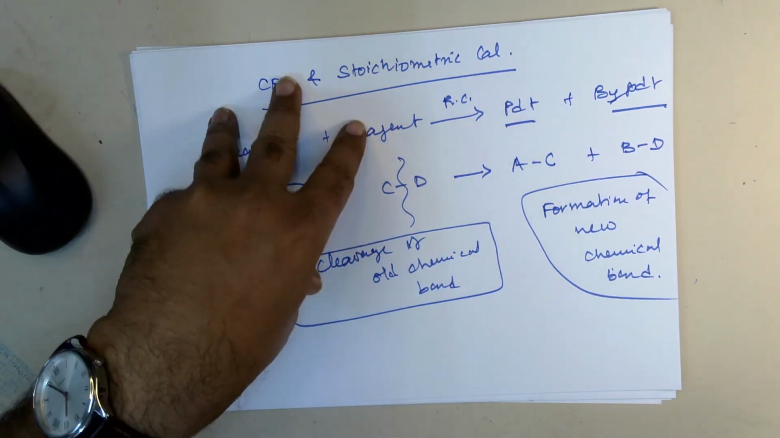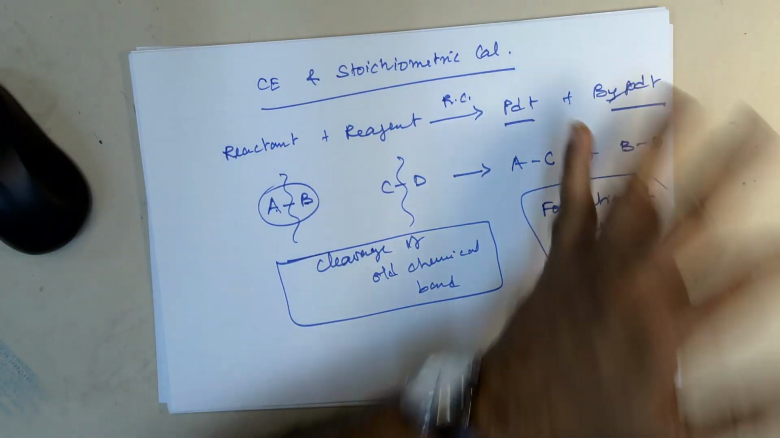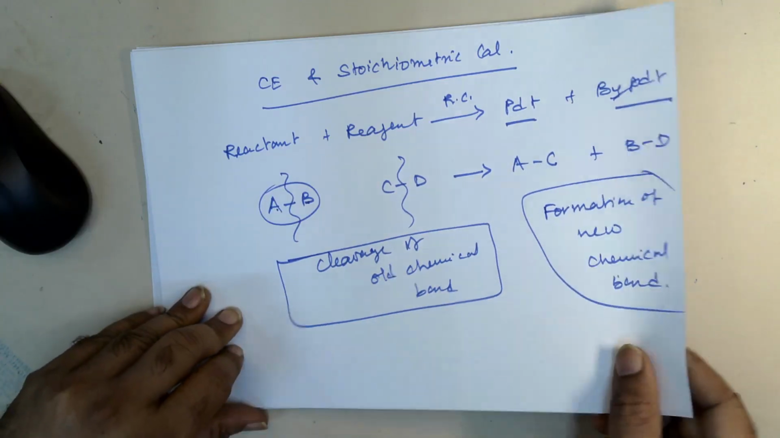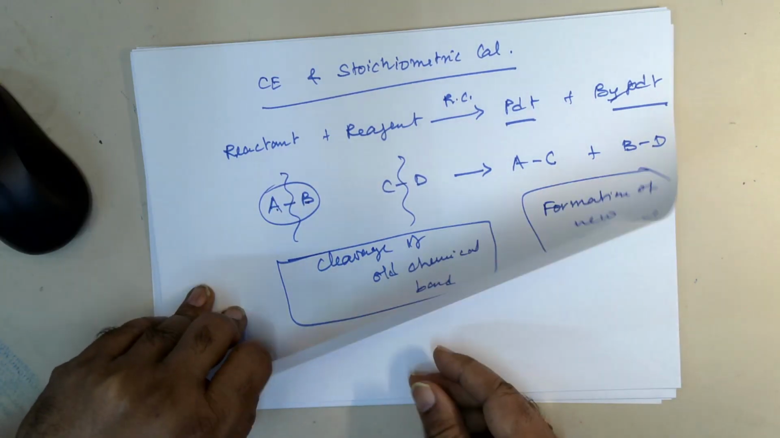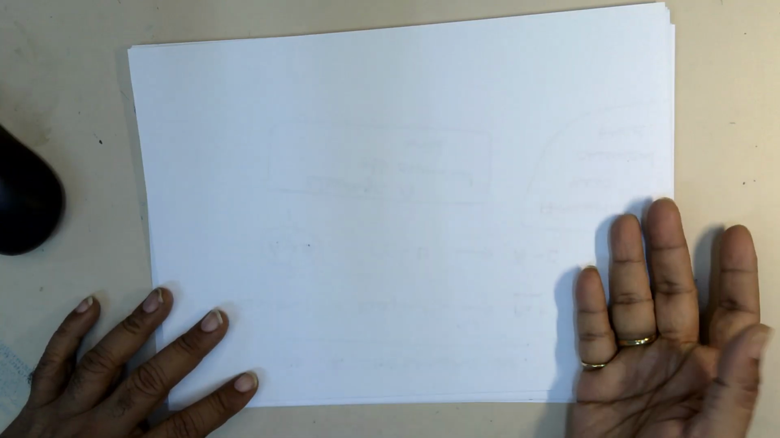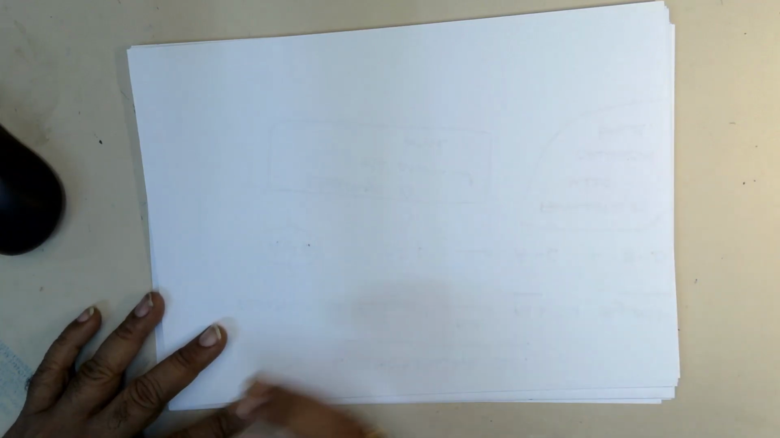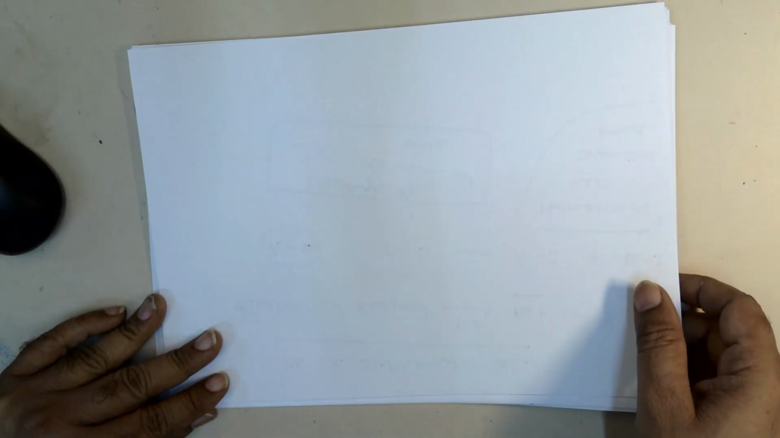Whereas this type of cleavage of old chemical bond and formation of a new chemical bond results in chemical properties only. And in fact, these chemical reactions are of different types, as you have studied in your lower classes, like combination reaction, precipitation reaction, neutralization reaction, redox reactions, etc. Displacement reaction, metal displacement reaction, double displacement reaction. So we have studied a variety of chemical reactions.